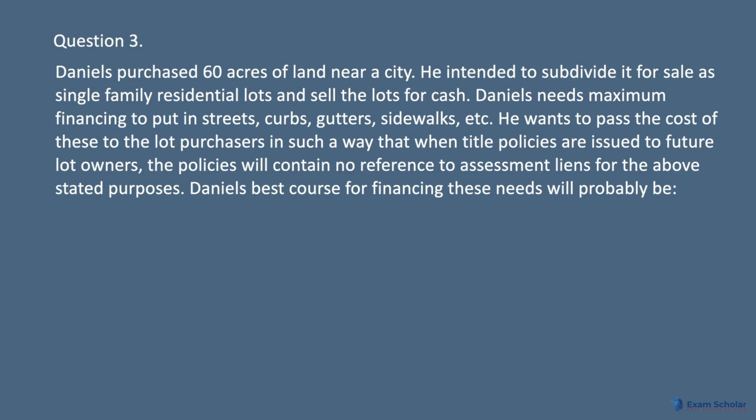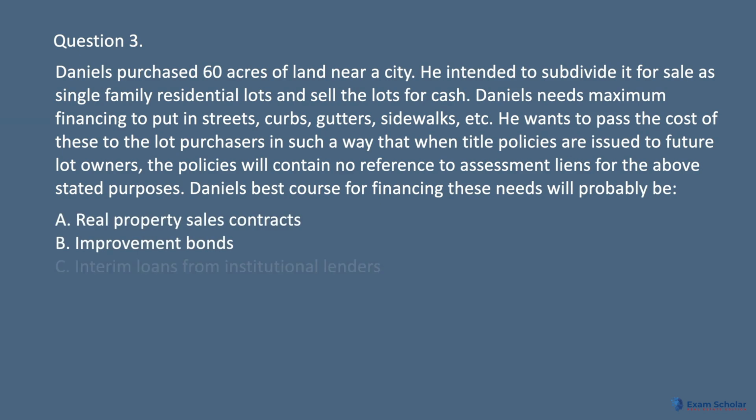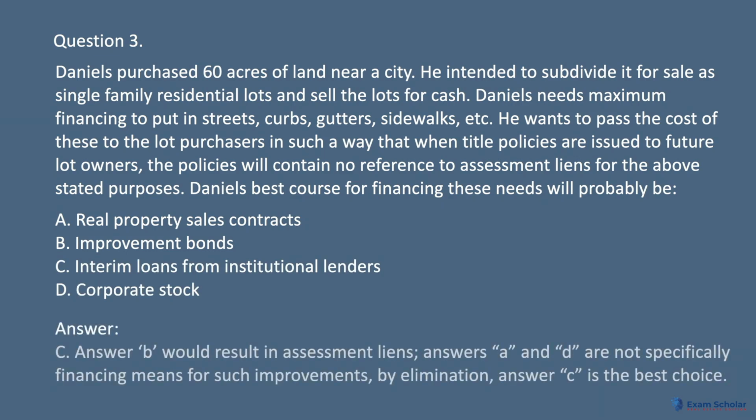Daniels' best course for financing these needs will probably be A. Real property sales contracts. B. Improvement bonds. C. Interim loans from institutional lenders. D. Corporate stock. Answer. C. Answer B would result in assessment liens. Answers A and D are not specifically financing means for such improvements. By elimination, answer C is the best choice.